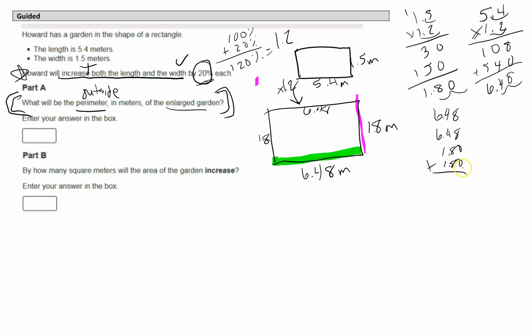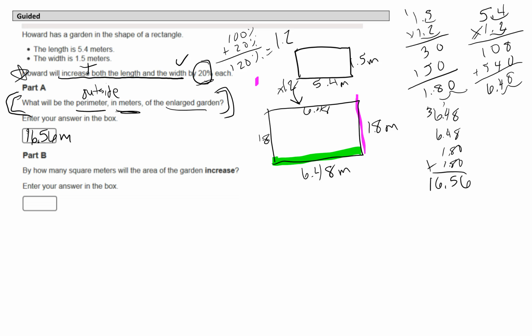8 plus 0 plus 0 is 16. 4 plus 1 is 5, plus 4 is 9, plus 8 is 27, plus 8 is 35. That was a lot of adding. 3 plus 6 is 9, plus 6 is 15, 16. Whoa, sorry. 3 plus 6 is 9, plus 6 is 15, 16, 56. So we have 16.56, and our units here, they said, was meters.